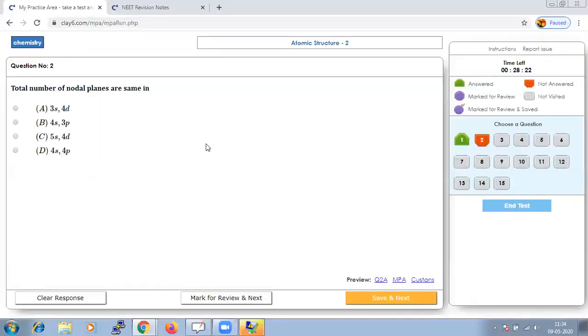Here, if you look at the option, as I told you, this number is your n, the principal quantum number, and this is your subshell. So if the nodal planes formula is n minus 1, I have to take the n value. Immediately after looking at the options, we can say from option D, that is 4s and 4p, the n value is the same. That means ultimately our n minus 1 will also be the same. Hence nodal planes will be the same in option D.